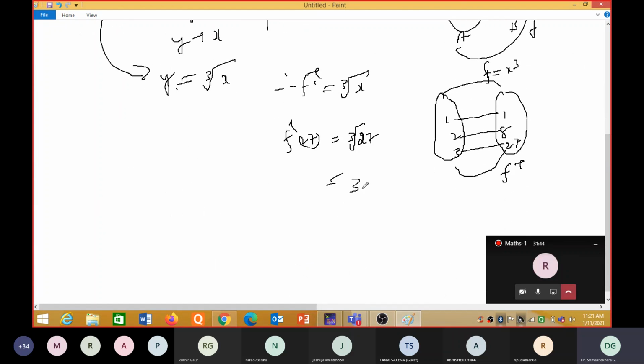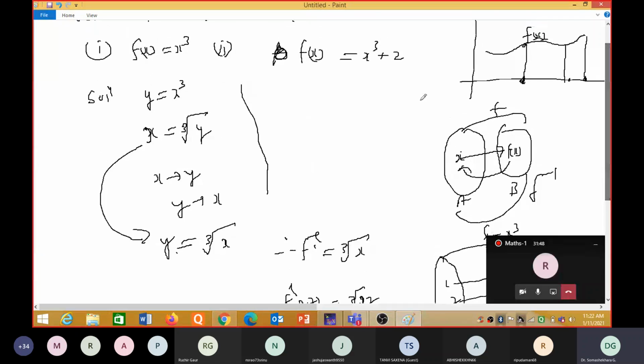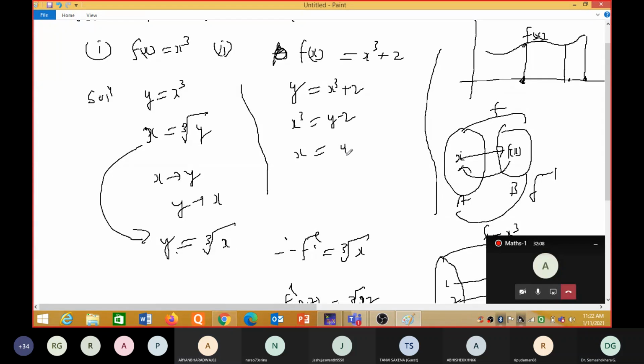Write one example, otherwise you are not understanding the concepts. Through examples you have to understand. This one also you should find. How do you find this one? F inverse. F of x is y. Y is equal to x cube plus 2? No, first write x cube is equal to y minus 2. What is x? X is the cube root of y minus 2, correct? Now you change x to y and y to x. What will you get? Y is equal to the cube root of x minus 2, correct?